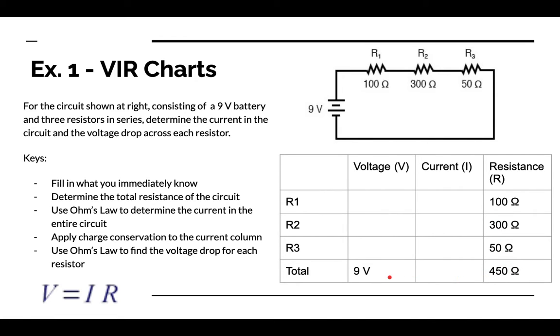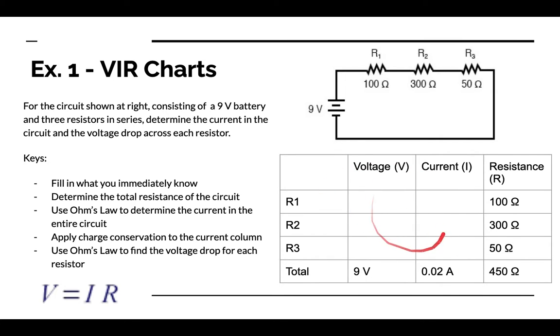Now what we can take note of is, if we know 2 entries of any single row, we can use Ohm's law to determine the third entry. Say, for example, the current in this case. We know V and R, so we need to divide both sides by R to get I by itself. So our current is equal to our voltage divided by resistance. In this case, our total current is going to be equal to 9 volts divided by 450 ohms, or 0.02 amperes.